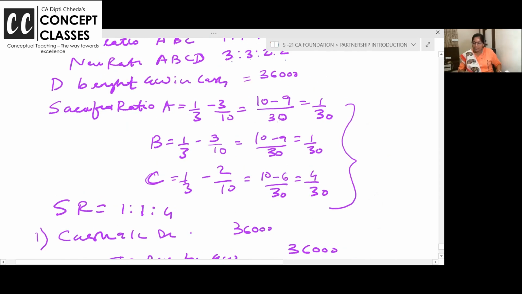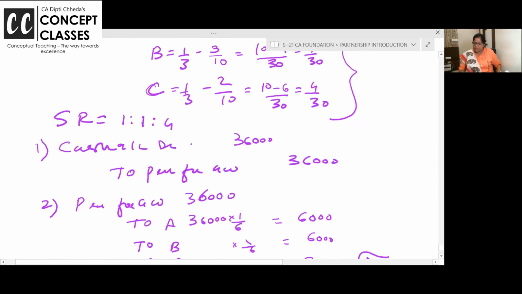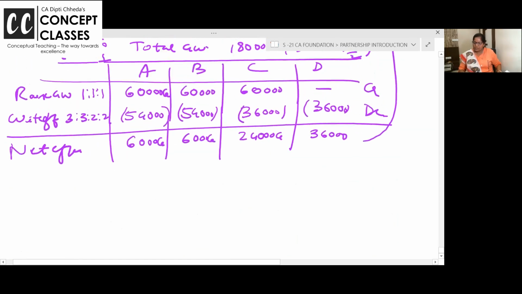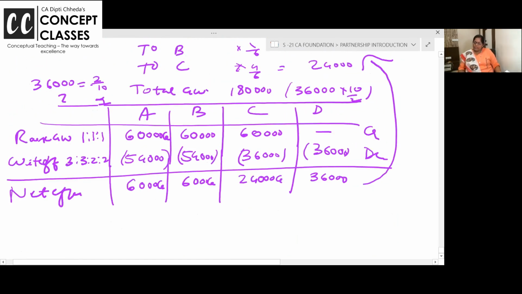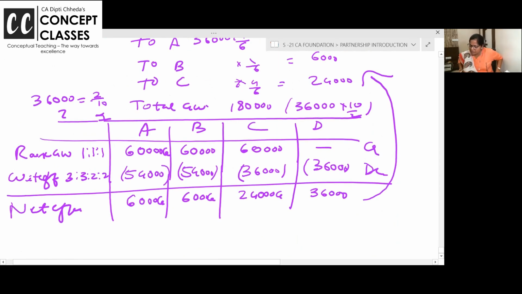Frankly, look how much effort was put in here: old ratio, new ratio, sacrificing ratio. This is easy. Raise the goodwill in old ratio, write off in new ratio, and you're exactly getting the same answer. But do this in table form, don't just leave it. This is taking goodwill for everything. I'm telling you, literally 5 minutes explanation is not required for goodwill in case of retirement. Is that clear to all of you?